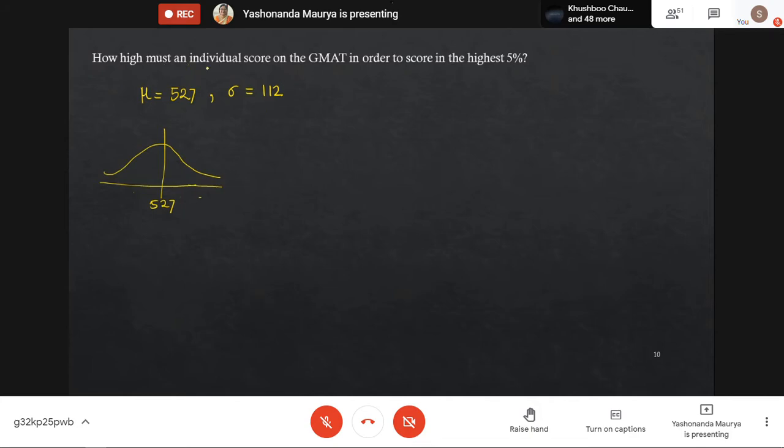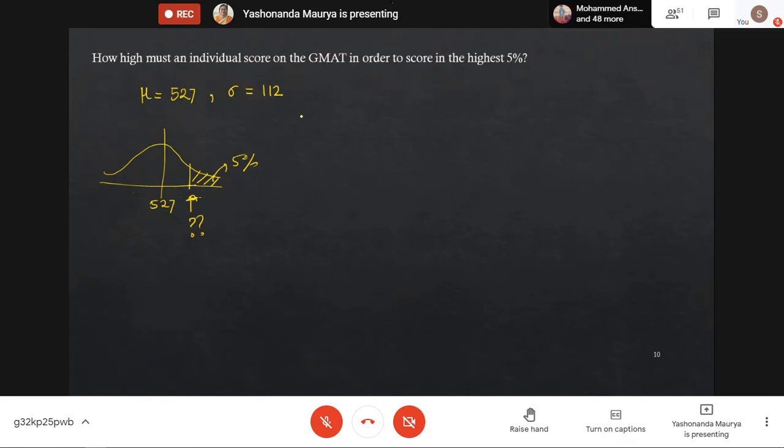How high must he score on the GMAT in order to score in the highest 5%? So if he wants to be in this area where only 5% of students are there, then what should be the minimum score that he should gain? This will be the minimum score. So what is this value is the next question. How do we get this?